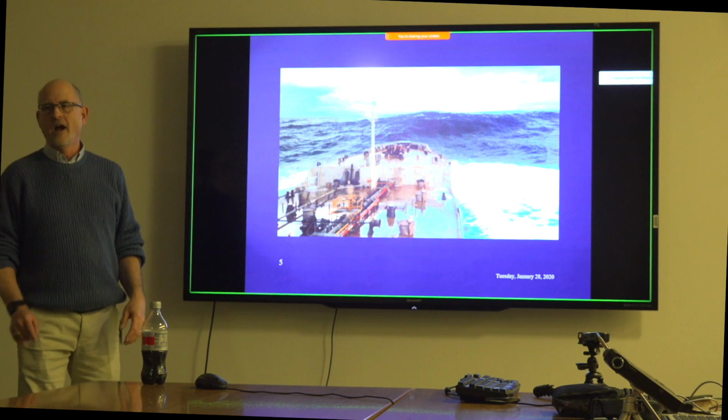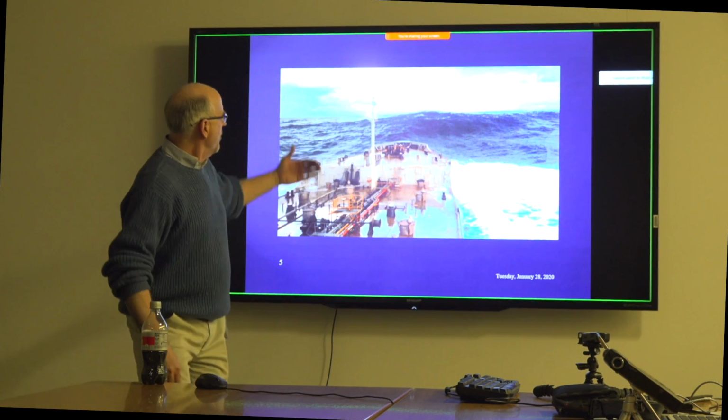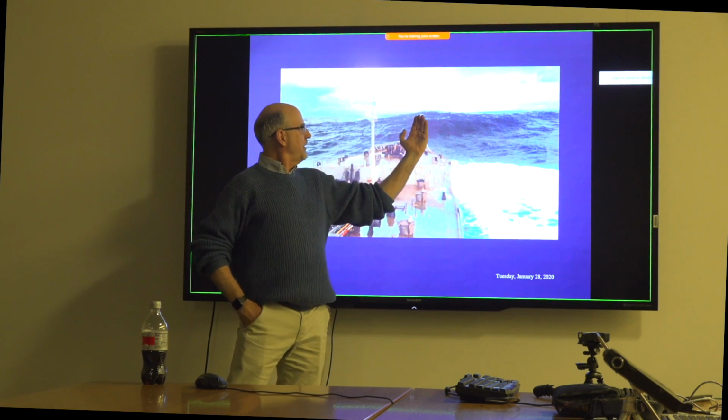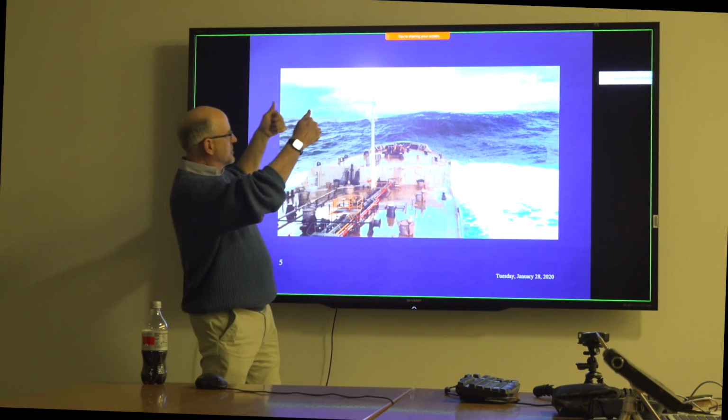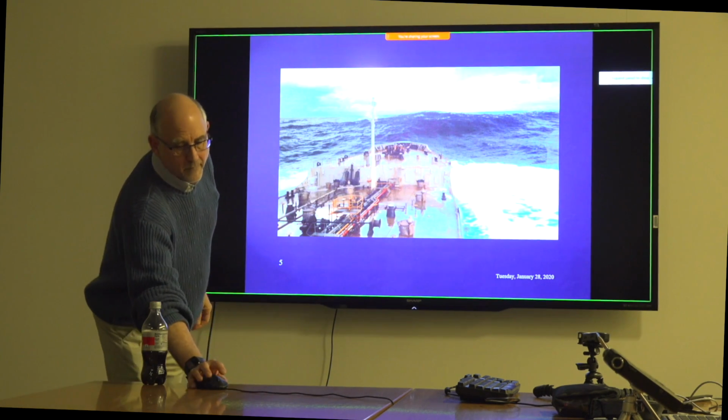By the way, look at the face of this wave. You can see it kind of looks like it's rolling backwards, but actually it's about to break on them.